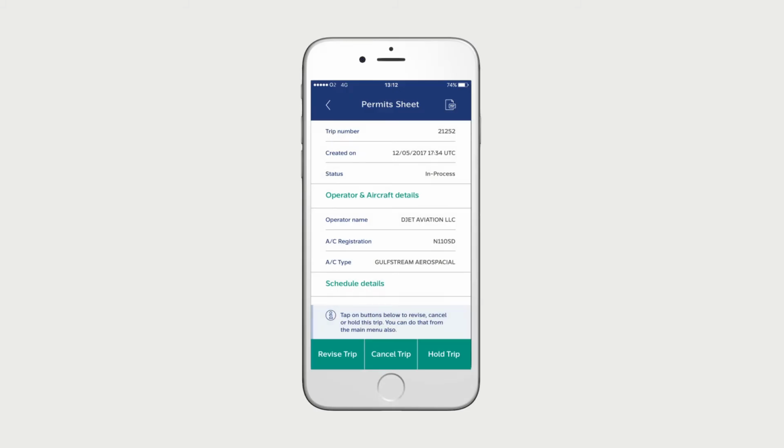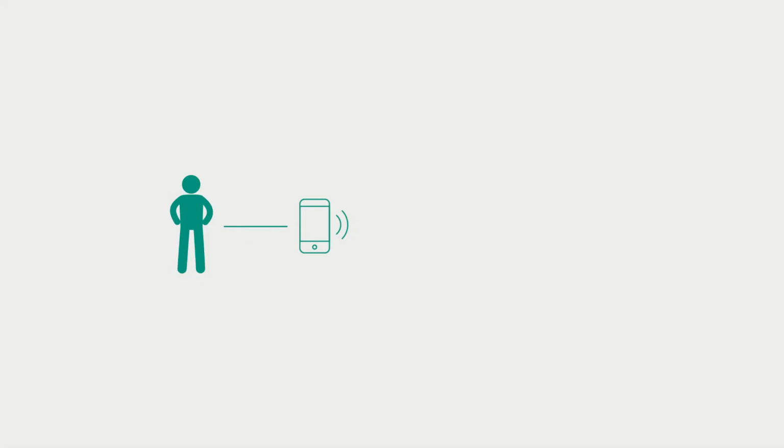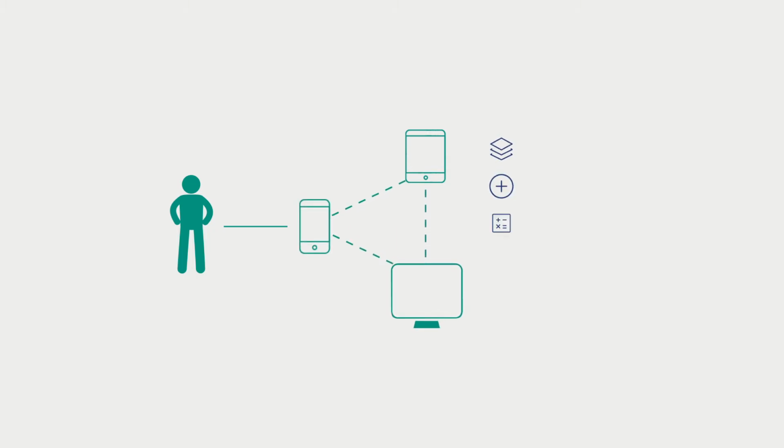Cancel a trip or hold a trip. Cancelling or holding a trip is as easy as pressing a button on your smartphone. The main reason users love PermitsGlobal is the flexibility of the application. Since PermitsGlobal is accessible 24 hours a day, all synced data can be accessed from the web or mobile, allowing simple and effective use of all the features.